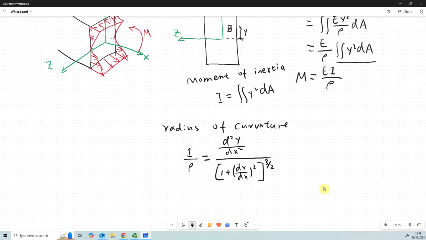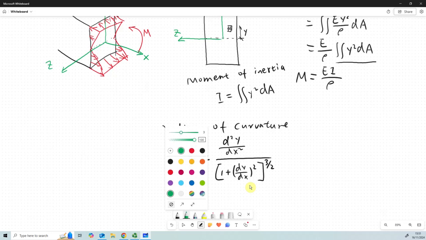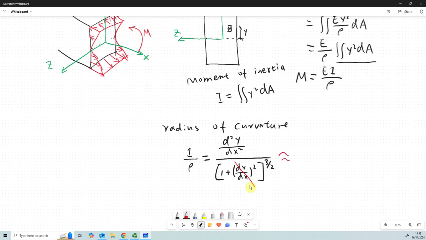We can use this term to find the relationship between the bending moment and y, where y is the deflection. But this one is a little bit complex, and as we know, most of the time our deformation is quite small. Then this term is very small and negligible, so we can cancel it and this term is equal to 1. So approximately, 1 over rho is equal to d squared y over dx squared.